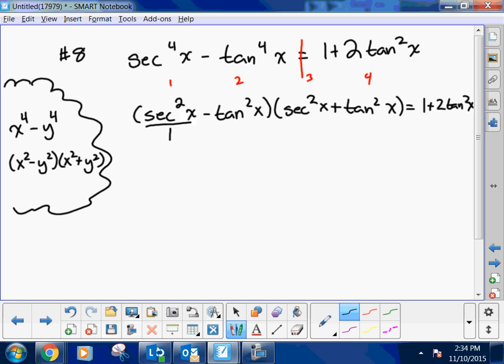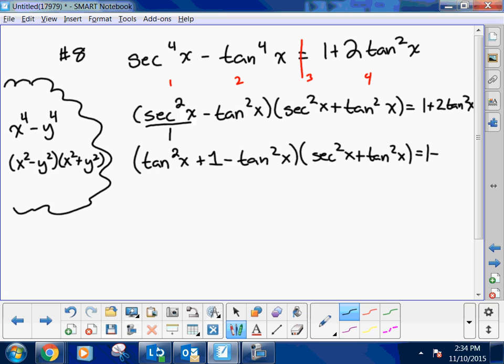Which means at this portion here, I'm going to go ahead and substitute for tangent squared x. Was it plus 1? Okay, plus 1 minus tangent squared x, and this is secant squared x plus tangent squared x. This is equal to 1 plus 2 tangent squared x.